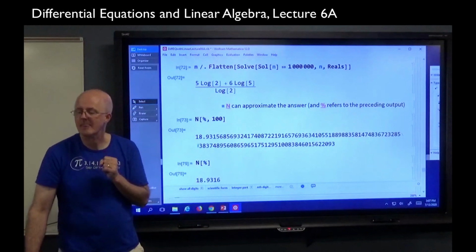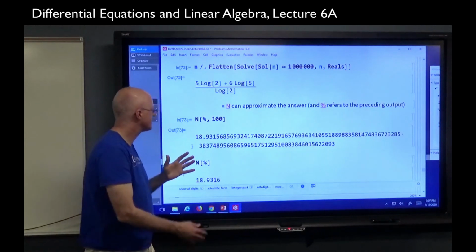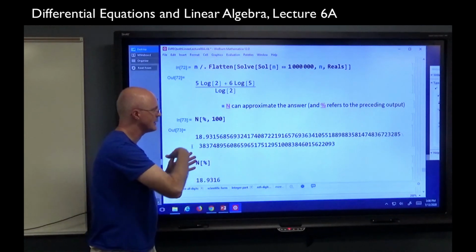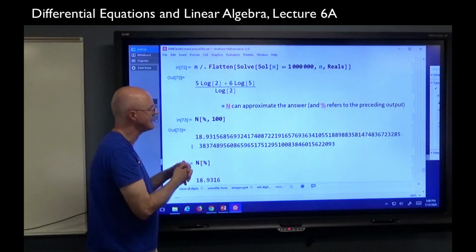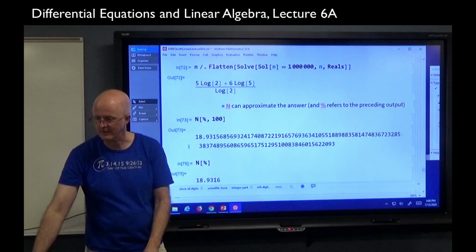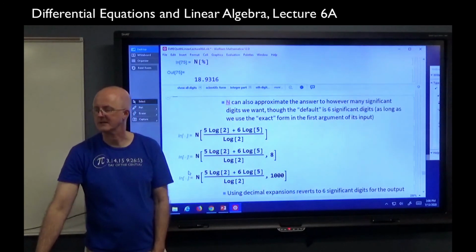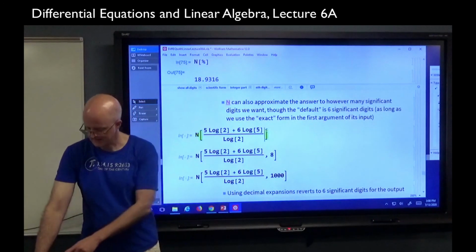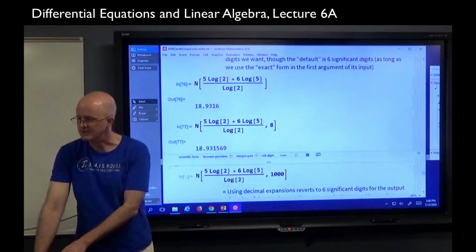But you can get into trouble trying to get N to approximate things to any number of significant digits you want if you are representing the numbers in a non-exact form or with decimal points. I think I won't go into the details of that. These all do more different numerical approximations as well.